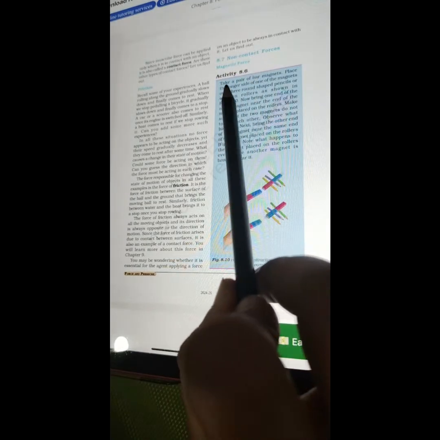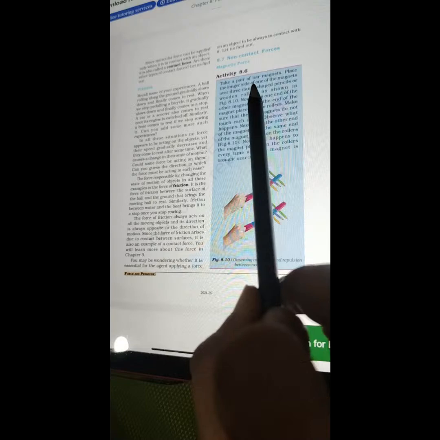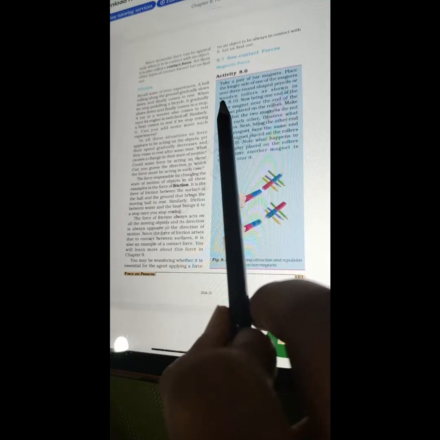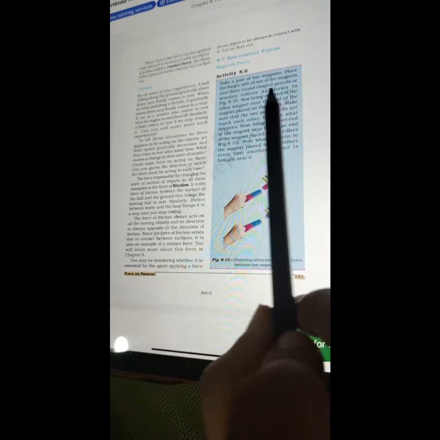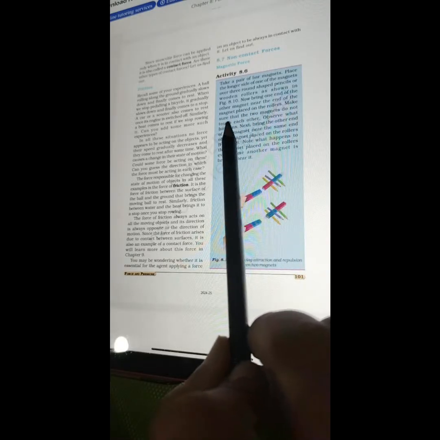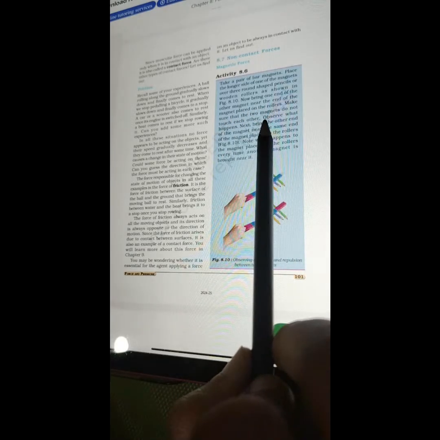Activity 8.6. Take a pair of bar magnets, place the longer side of one of the magnets over three round-shaped pencils or wooden rollers as shown in figure 8.10. Now bring one end of the other magnet near the end of the magnet placed on the rollers. Make sure that the two magnets do not touch each other.